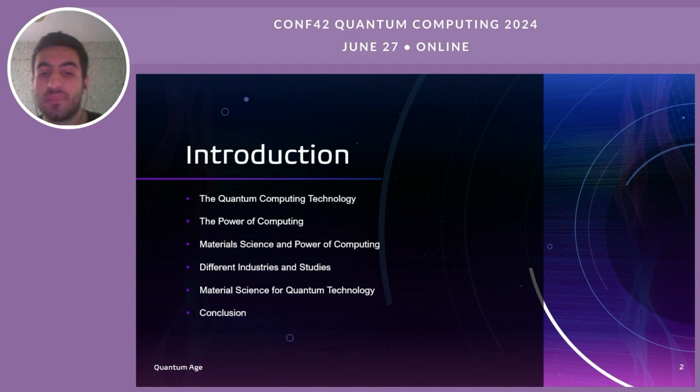After that, material science for quantum technology. We design different materials for quantum computing technology, and quantum computing technology will design different materials. It is a very complicated problem for science today, but I will give some short information and a brief talk about it. After that, we will make a conclusion.